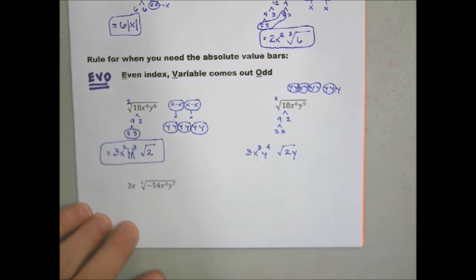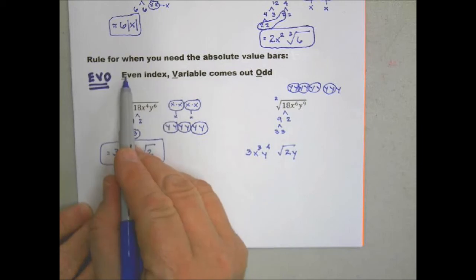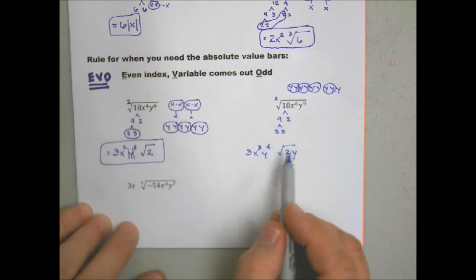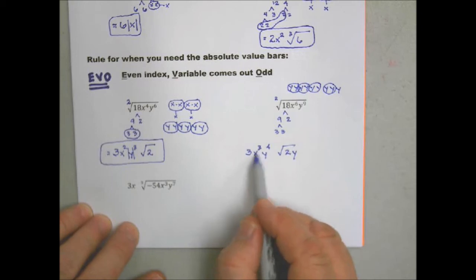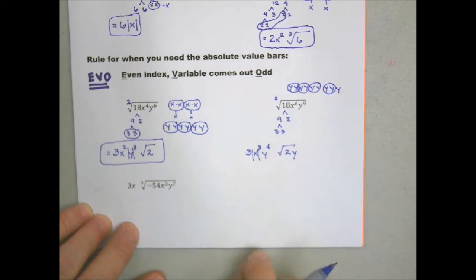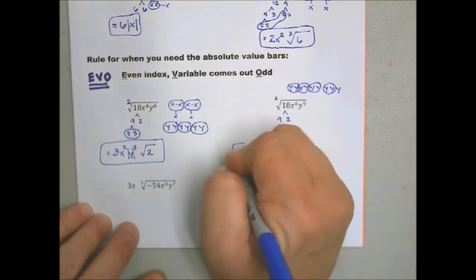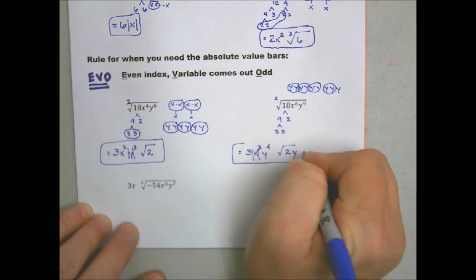Now, the last thing I need to do is worry about, does anybody need absolute values? Okay, well, it was a square root, so it was an even index. And did any variables come out with odd powers? And yes, this one did, the x did, so I need to put absolute value bars around it. And that would be the answer.